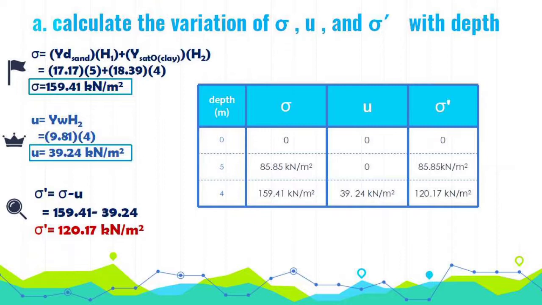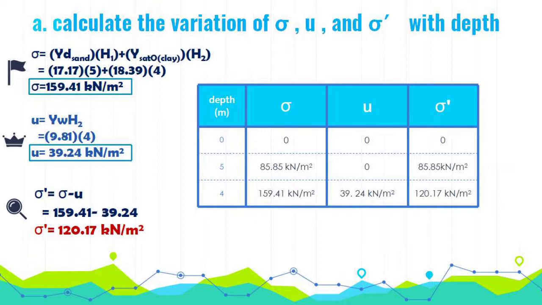Next is calculating the neutral stress at the bottom of the clay using the equation u is equal to the unit weight of water multiplied by h sub 2. Substituting all the values, we have the value of the neutral stress to be 39.24 kilonewtons per square meter.